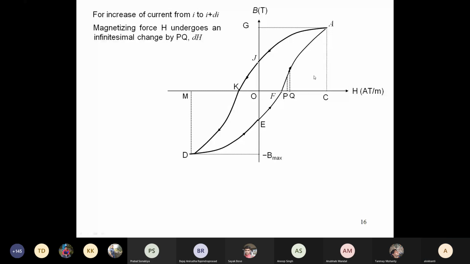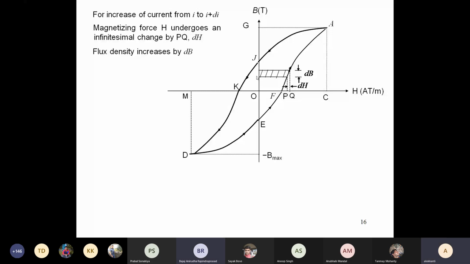There is also a change in flux density inside the core. If there is a change in H by dH, there is a change in flux density inside the core. So flux density also increases by dB. If you increase the magnetic field intensity by dH, the flux density basically increases by dB. Okay, so this is clear.